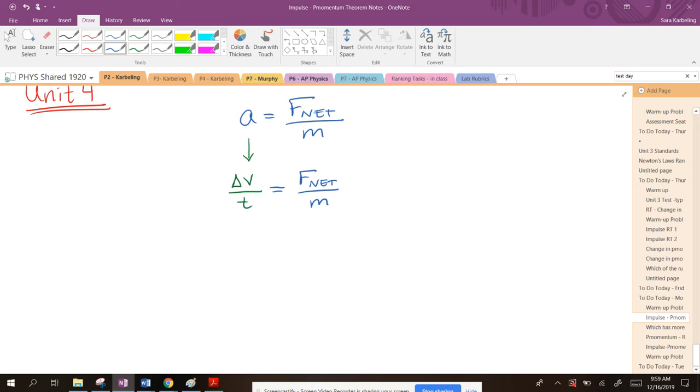Yeah, it's like checking under the bed to make sure the monsters aren't there? That's all we're doing. So I'm just going to multiply by m on both sides and multiply by t on both sides. Is that allowed? Yeah. Sure it is. Just doing algebra. Just doing algebra to make everybody happy.